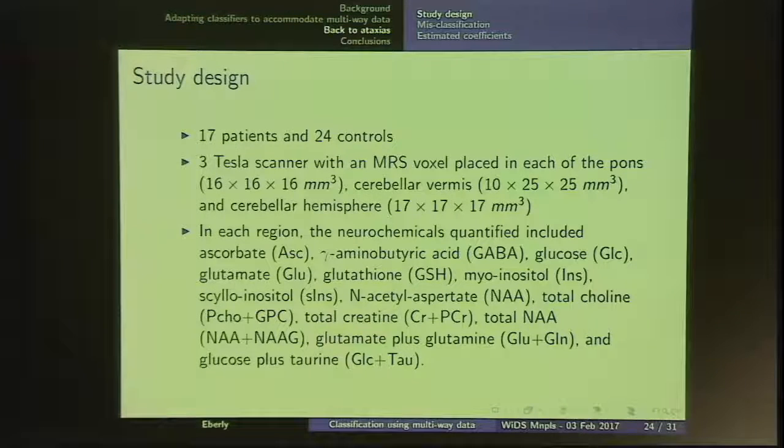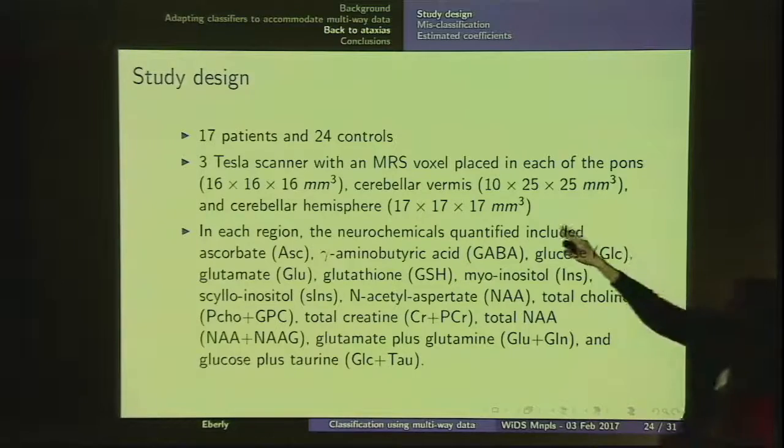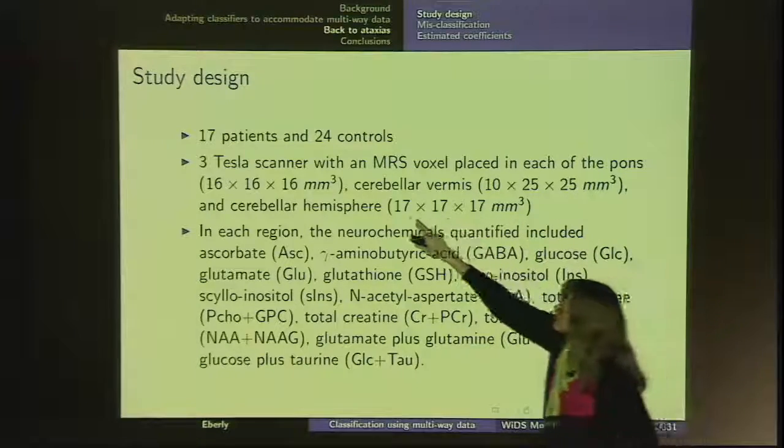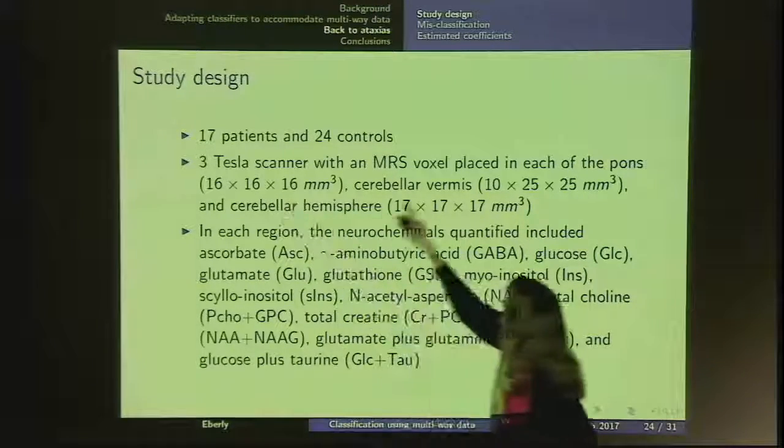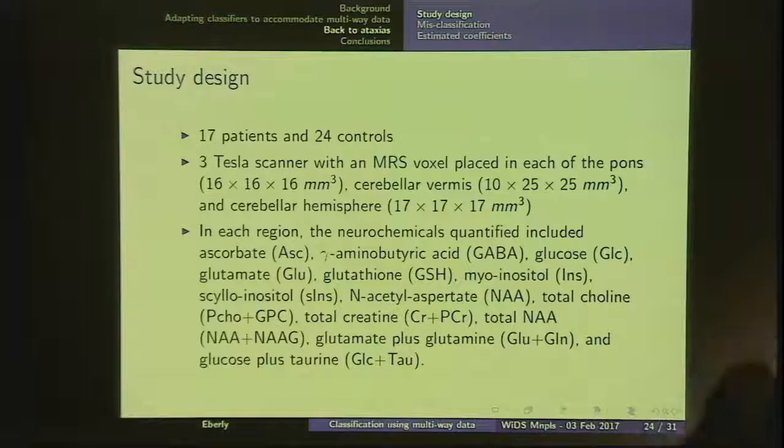Okay, so back to the ataxia problem. So we had 17 patients and 24 controls. Each person was imaged in a 3T scanner with a spectroscopy voxel placed in each of the pons, the cerebellar vermis and the cerebellar hemisphere, spanning the midline. And you can see, if you've worked with any MR data, these are very big voxels compared to functional MRI and structural MRI, for example.